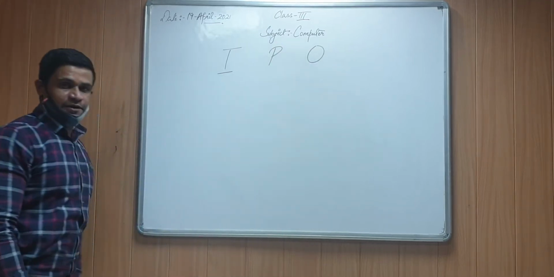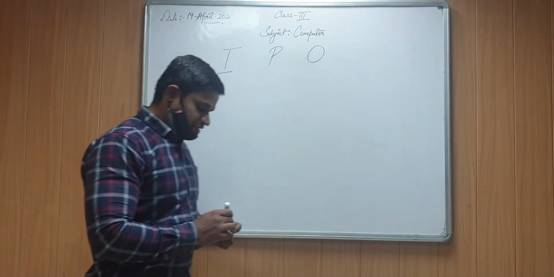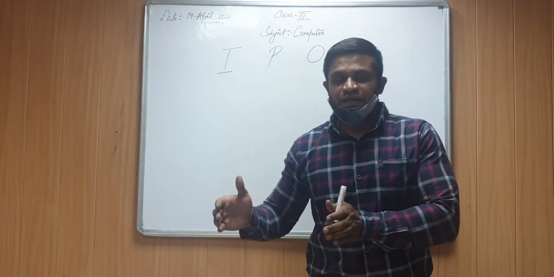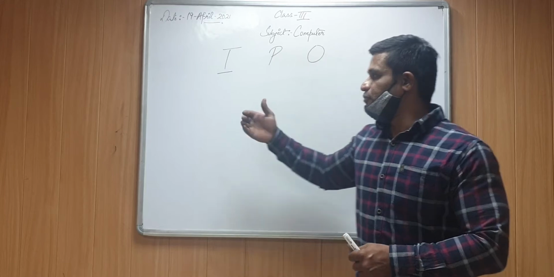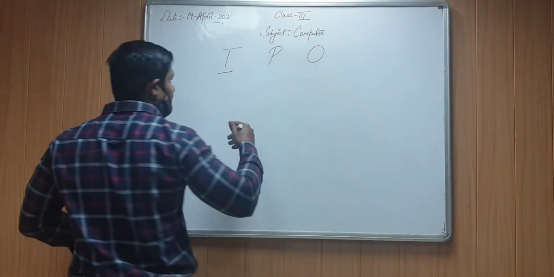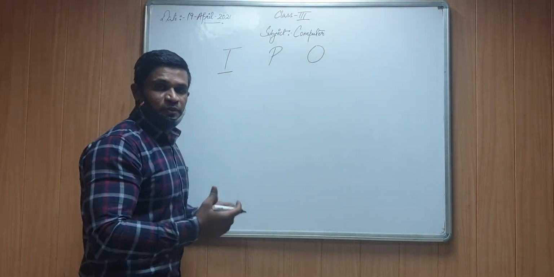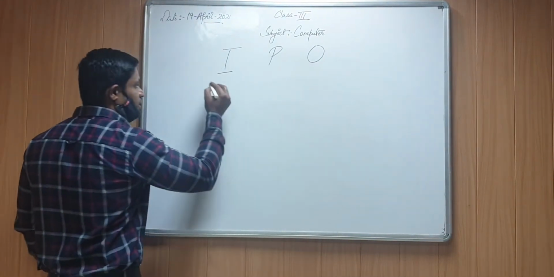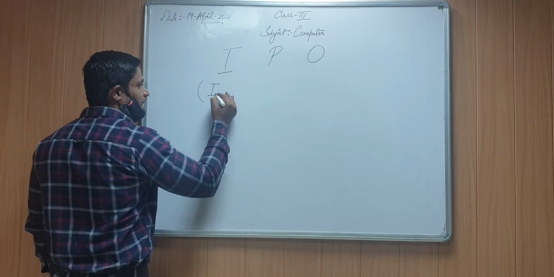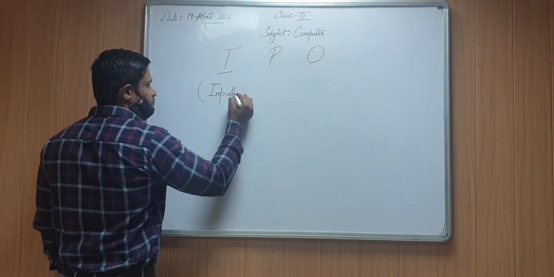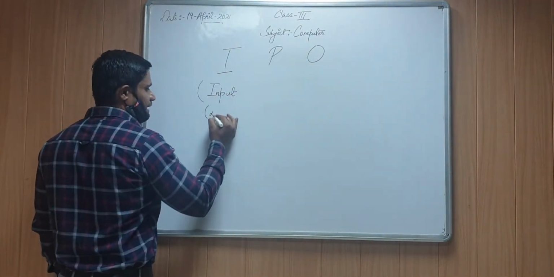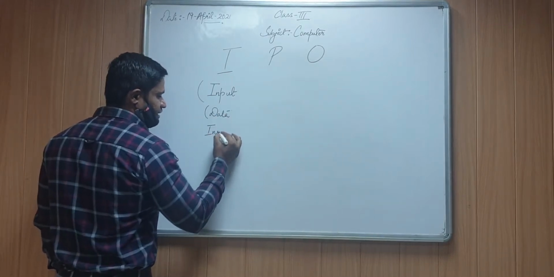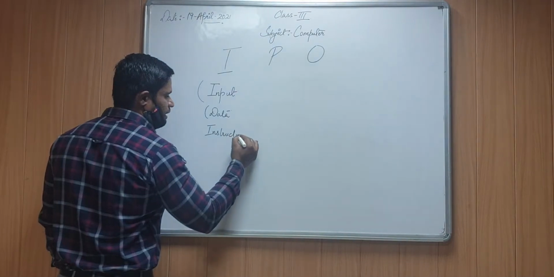IPO. What does that mean? It is the process by which a computer works. This is the set of steps which a computer will take. That is, for performing any action, any process, the computer first requires input. Now that input can be data, it can be an instruction, or we can say a command.